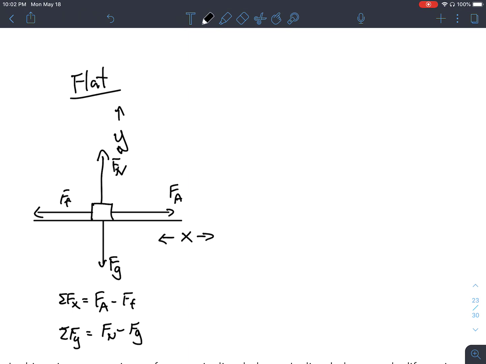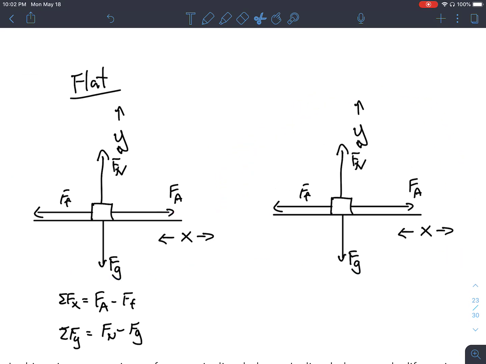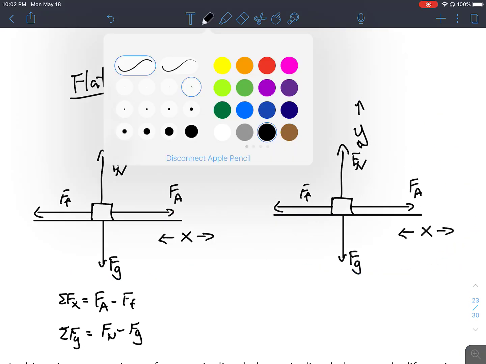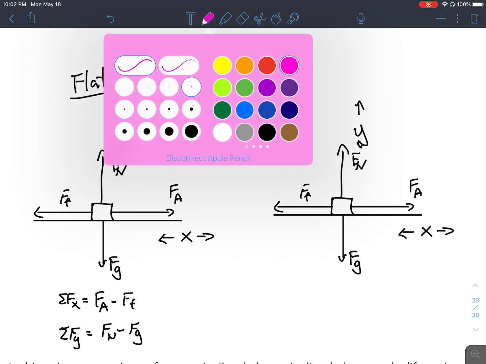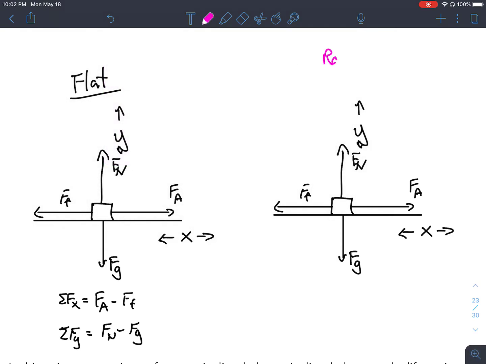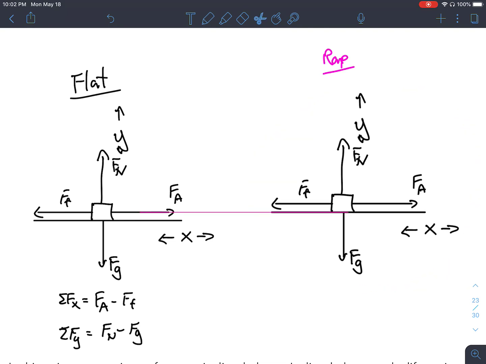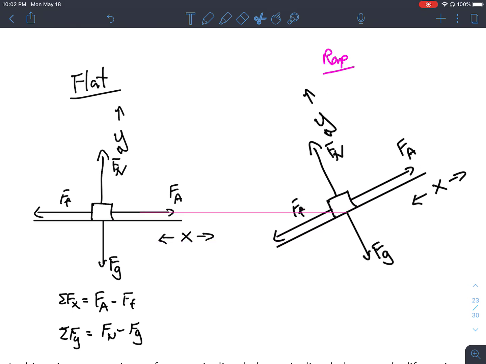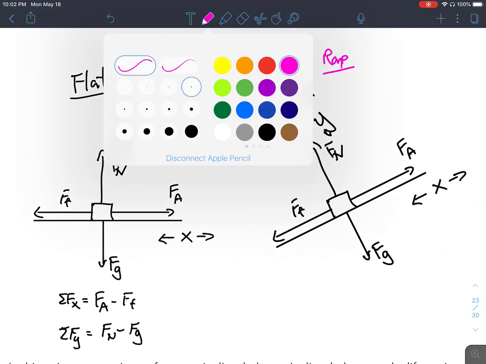Now, I'm going to do something cool. I'm going to take this exact same picture, and I'm going to copy it over here, okay? But now, I'm going to make this the ramp side, okay? Now it's a ramp. Now, in order for me to make this into a ramp, I need to take this entire picture and rotate it to be at a ramp, at an angle.